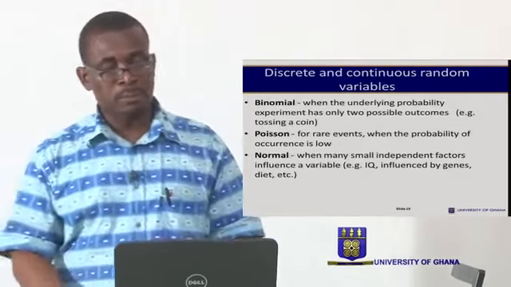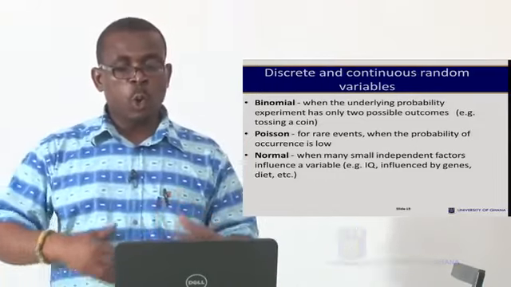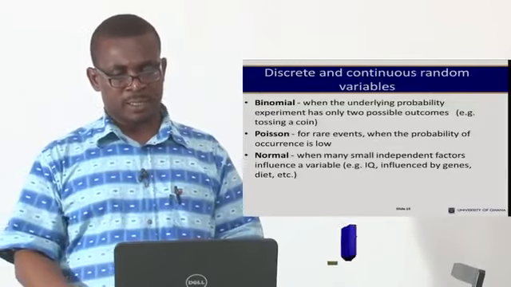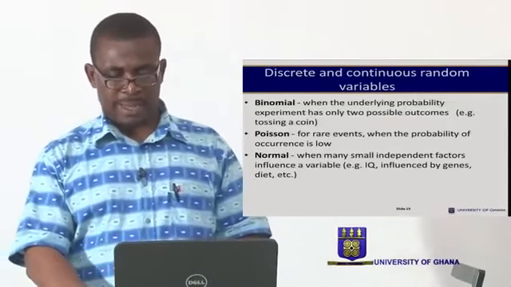And then normal, when there are so many independent factors influencing the variable. For example, a person's IQ is influenced by the person's genes, your diet, and a lot of factors. So these are the examples.